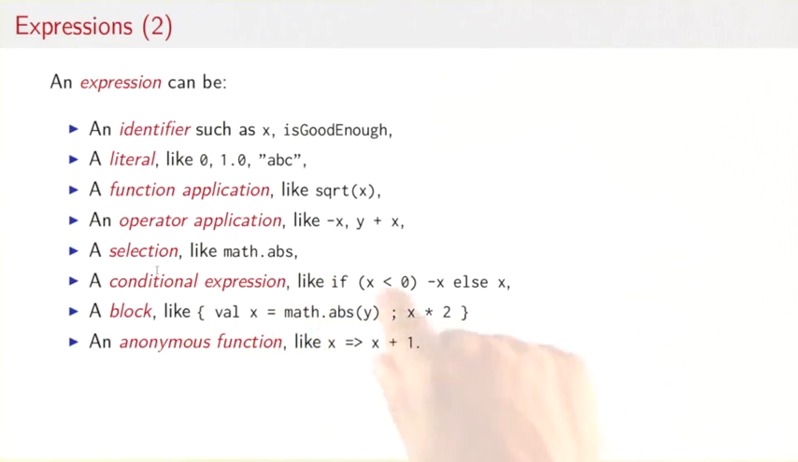We've seen math.abs that selected the abs method from the math module, or a conditional expression, such as if x < 0 -x else x, or it can be a block, like the one that you see here in braces, or finally an anonymous function, such as x => x + 1.